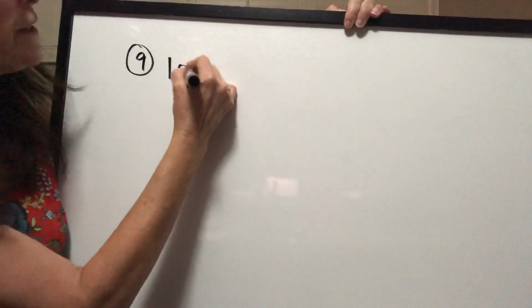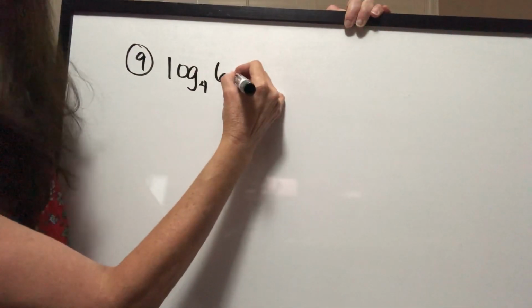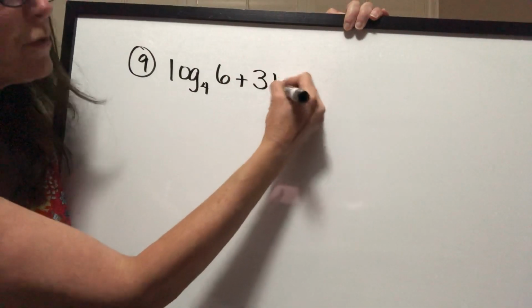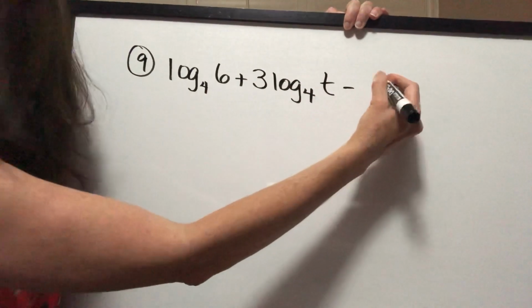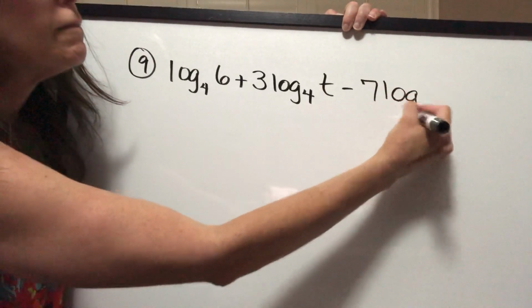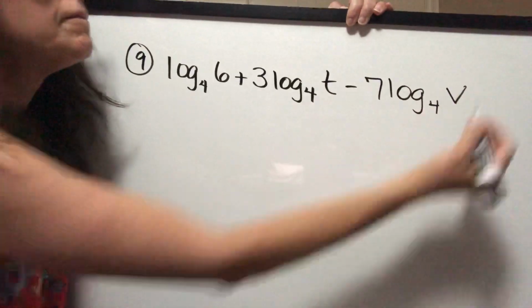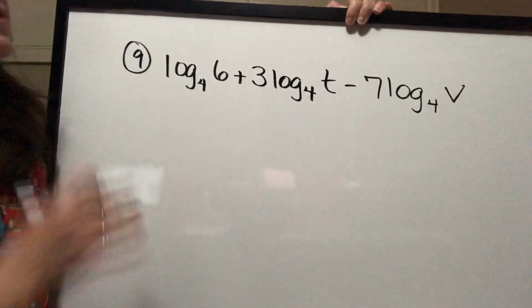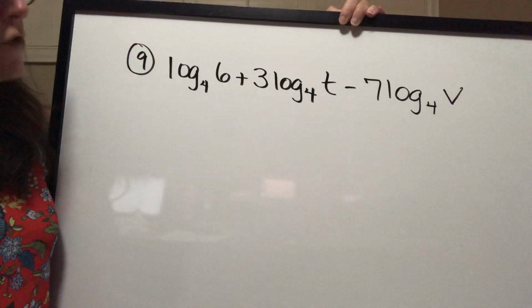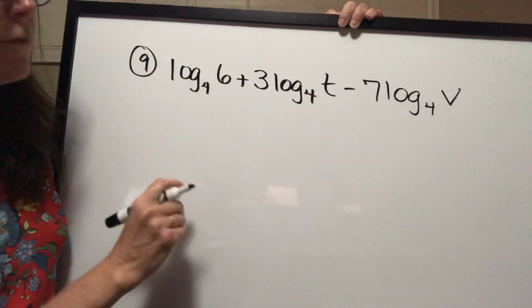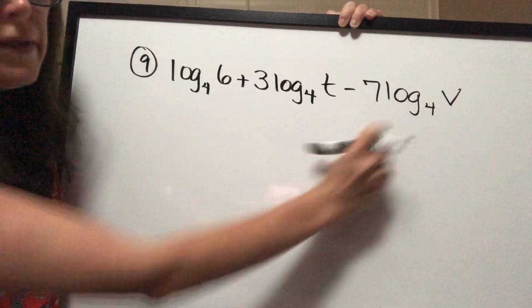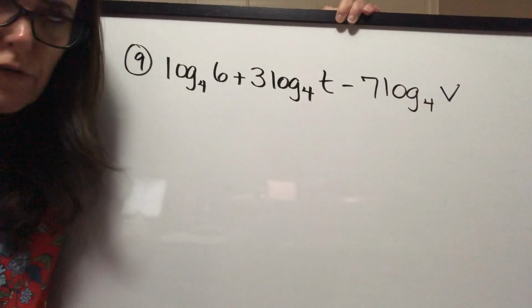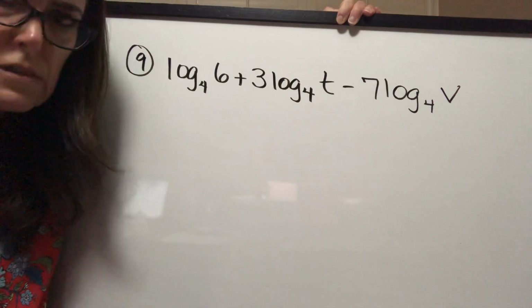Okay, so number 9. This one contains 3 logs, and our goal is to get it down to just a single log at the end. Okay, so tackle this just a little bit at a time. So first of all, look for any numbers that are multiplied to the log, like this 3 multiplied by this log and that 7 multiplied by that log. Those would be exponents if you apply the power property of logs in reverse.